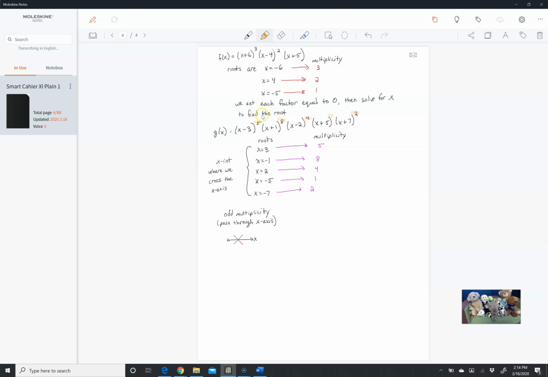If you have an even multiplicity, what that means is that you're bouncing. Think of the x-axis as a wall.